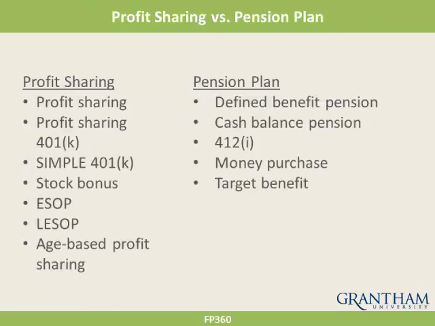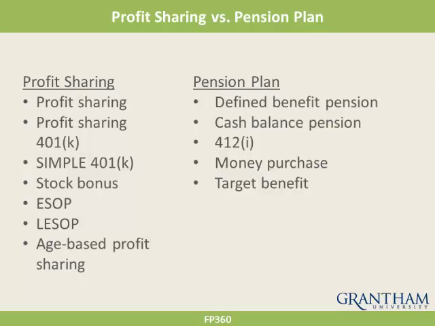In this slide, we take basically the same types of plans we had in the previous slide and reposition them under two different categories. This time we're going to have profit sharing plans versus pension plans. The difference is that the profit sharing plans have flexibility in the contributions, and they are not pension plans, and so therefore they are not subject to a minimum funding standard.